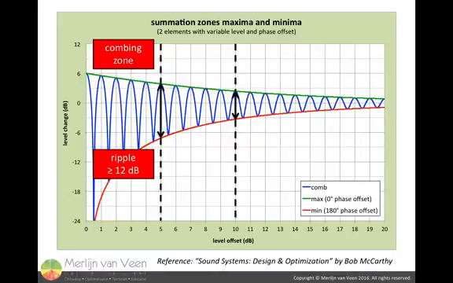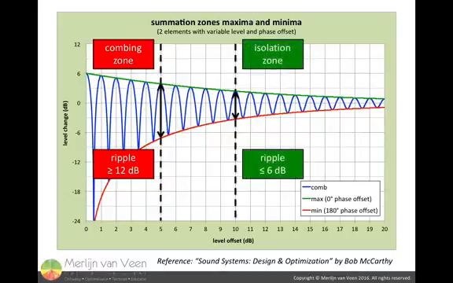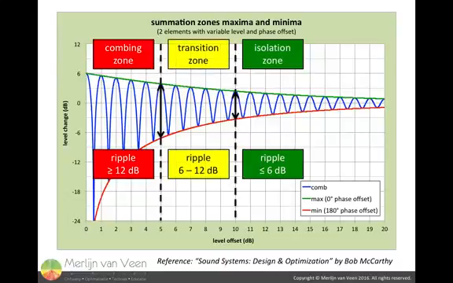However, when we have relative level differences in excess of 10 decibels, we are in what is called the isolation zone, and the ripple has been reduced to 6 decibels or less. The area in between with relative level offsets between 5 and 10 decibels is called the transition zone. And this is where we can expect frequency response ripple in the order of 6 to 12 decibels. So basically, these three zones tell us the amount of trouble we can expect.